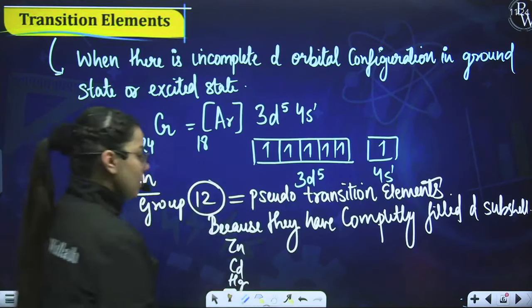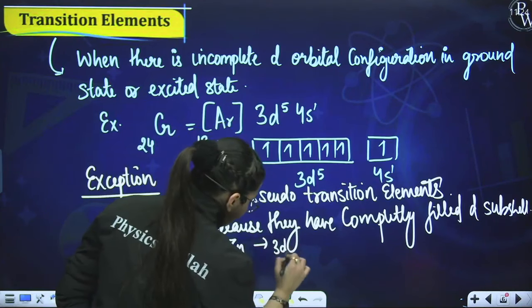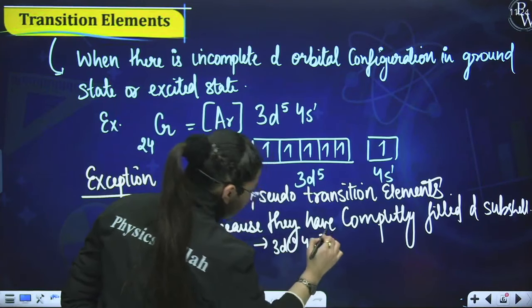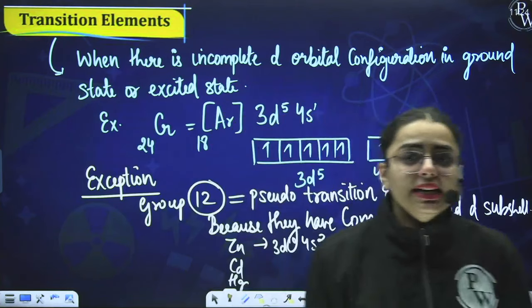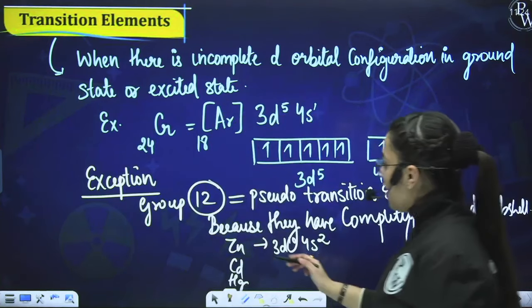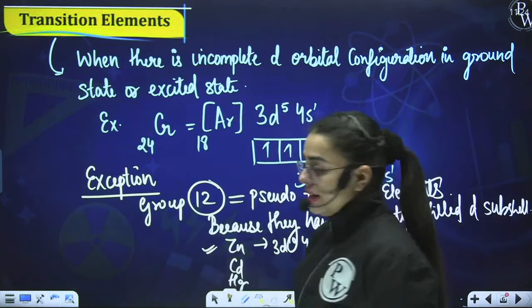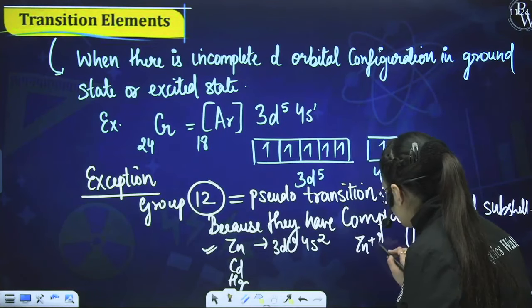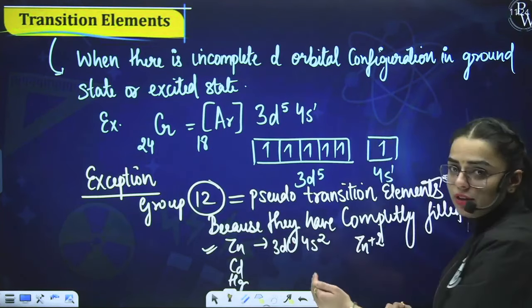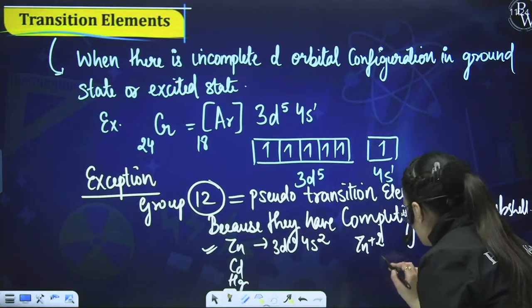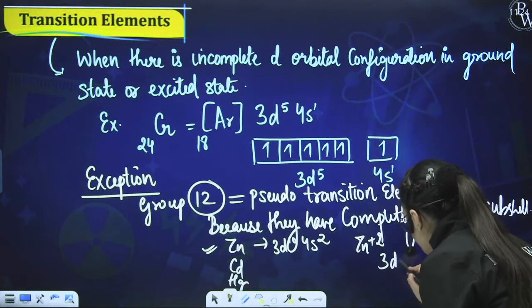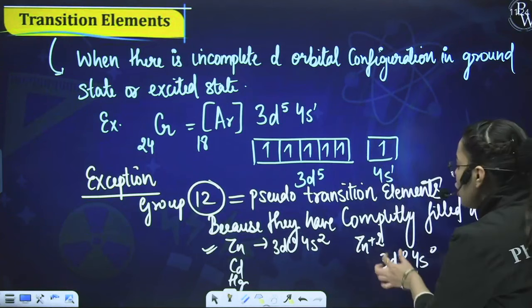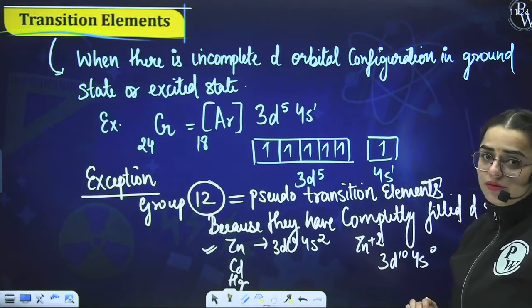If I talk about zinc, it is 3d10 4s2. Now, in which state? It is in the ground state. What is its excited state? Basically, zinc has an oxidation state of +2. That means if 2 electrons are removed, what shall be the Zn2+ configuration? 3d10 4s0. Still the d orbital has a fully filled electronic configuration.